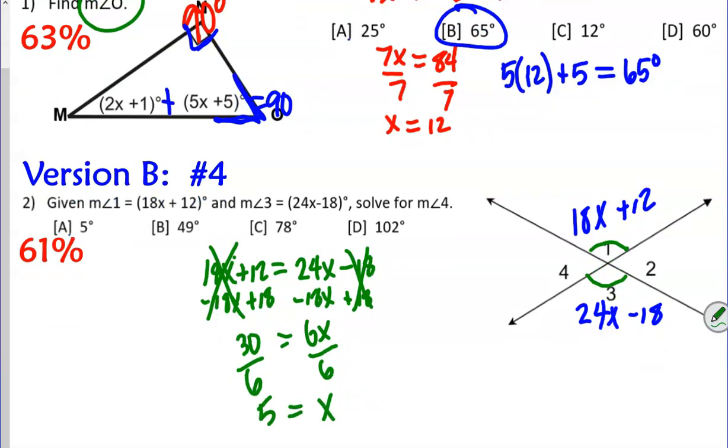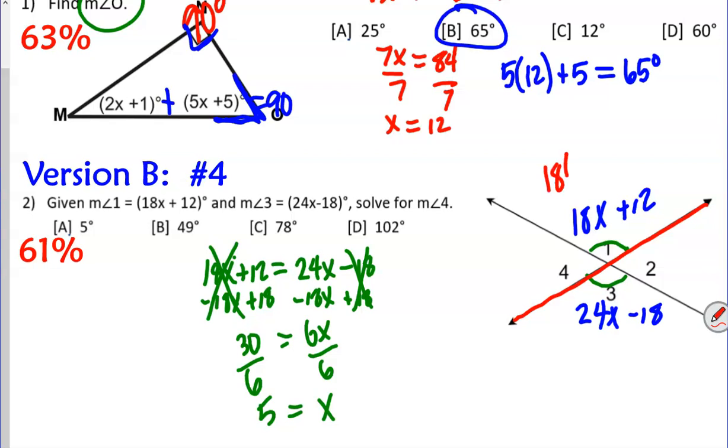Again, it didn't ask us for x, and notice that A was one of the answer choices. But it does ask us to solve for the measure of angle 4. Okay, so now that means we could plug that 5 back into angle 1 or back into angle 3, but we're going to have to plug it into one of them, because the only way to solve for 4 is to use the linear pair postulate, the fact that either 4 and 1 make a straight line or 3 and 4 make a straight line. Okay, so I'm going to show y'all right here. See this straight line?